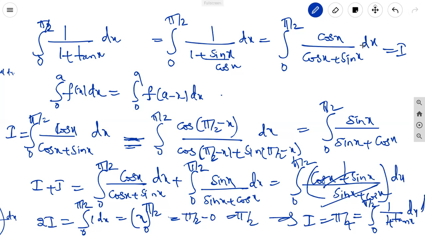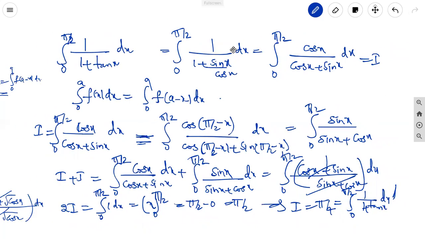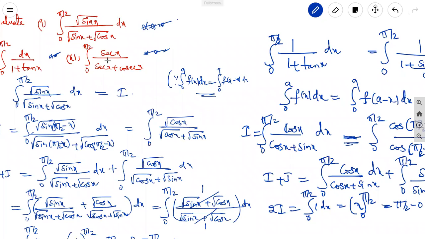Okay. This is the procedure. You remember how to do it. Here also, same thing. Sec of pi by 2 minus x turns into cosec x, and cosec of pi by 2 minus x turns into sec x. Add, 2I equal to. In this also, we are getting pi by 4. You do this for homework.